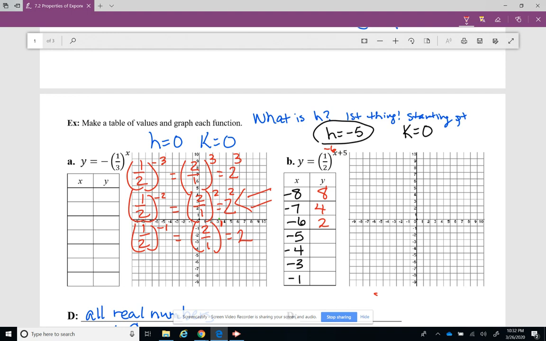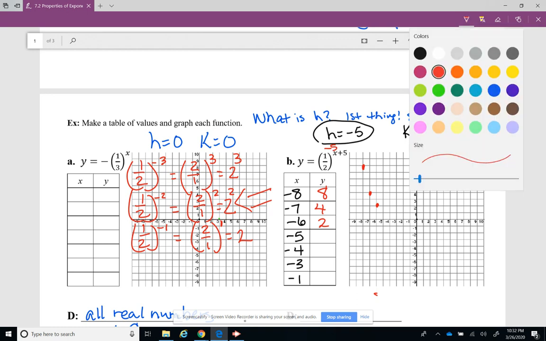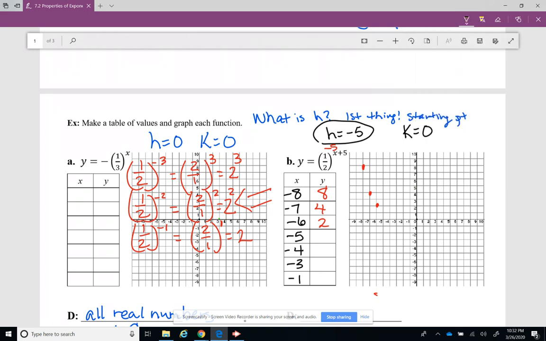Now let's go ahead and graph those. Negative 8, 8; negative 7, 4; negative 6, 2. All right, we'll finish doing them now. Negative 5 plus 5. I'm going to do these in black. That's going to be 0. So 1/2 to the 0 is 1. All right, we'll graph those in a minute.